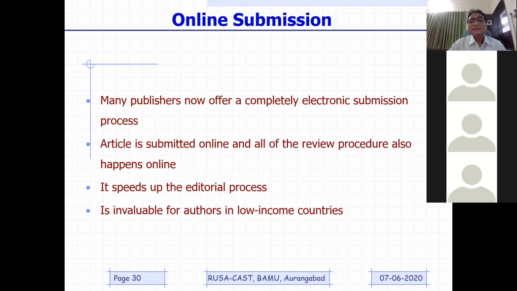Online submission: nowadays many journals have complete online submission, so you need to understand how you are going to tackle that. You need to understand the speed of the editorial process, because that is going to be very, very important for a country like India. In India we don't get any support from our employer. In most foreign countries, whatever publication charges the journal levies, many times their government or their institution pays for that. But in India we don't get any publication charges from our employer, and therefore the editorial speed is going to be very, very important for a country like India.